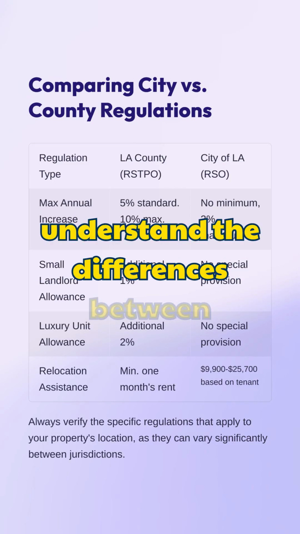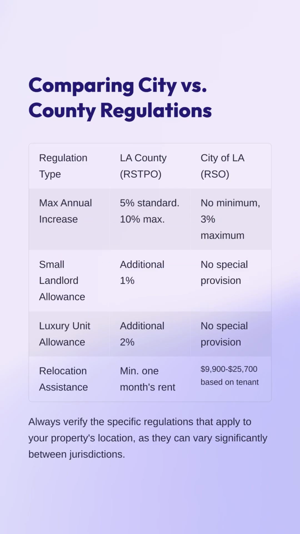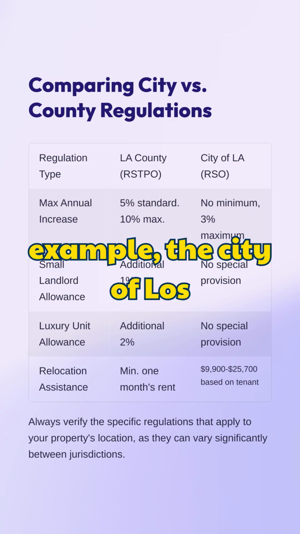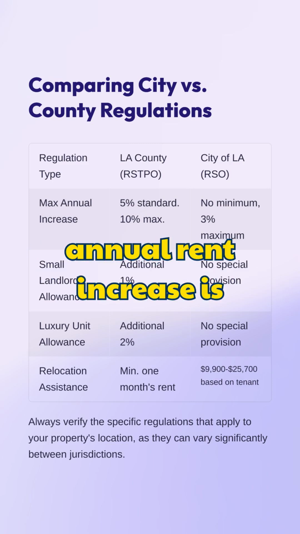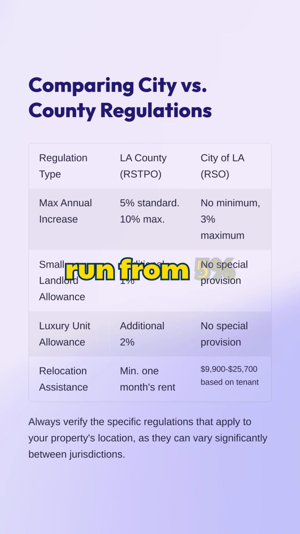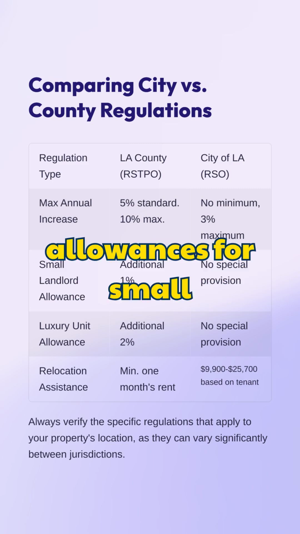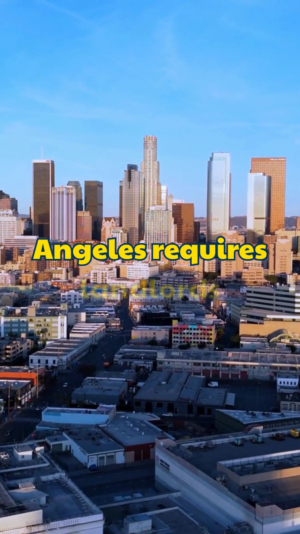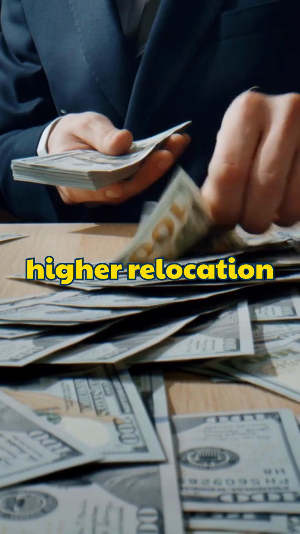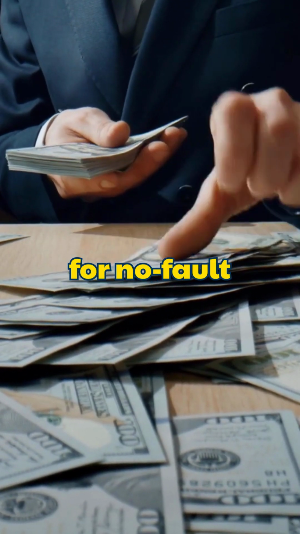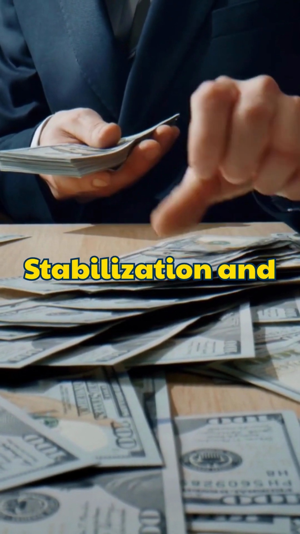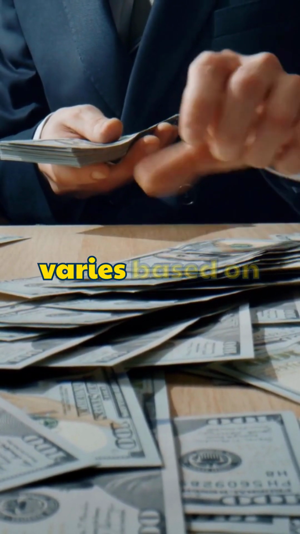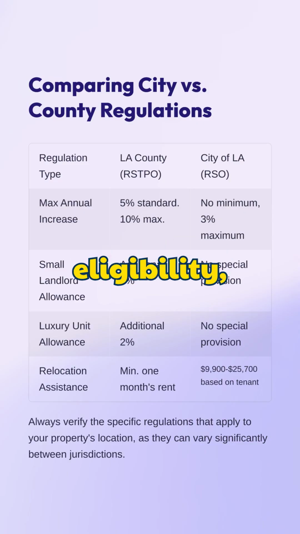It's important to understand the differences between city and county regulations. For example, the City of Los Angeles' maximum annual rent increase is 3%, while the county can run from 5% to 10%. The county offers additional allowances for small landlords and luxury units the city does not. Also, the City of Los Angeles requires landlords to provide a much higher relocation assistance than the county for no-fault evictions under the Rent Stabilization and Just Cause Ordinance. The amount varies based on factors like tenant eligibility, income level, and length of tenancy.